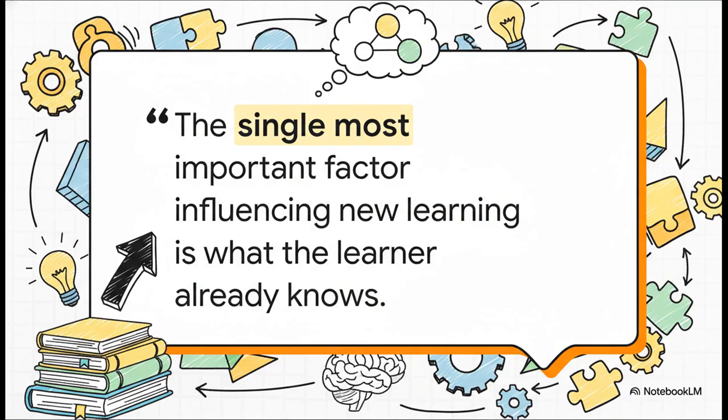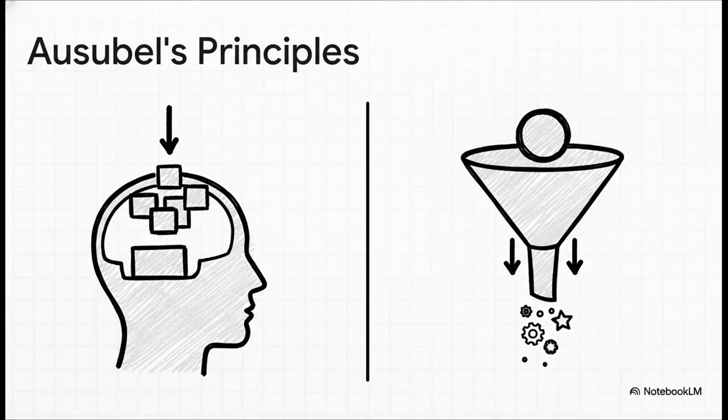You have to start where people are. We don't learn in a vacuum. We're always building on what's already there. So Ausubel's idea is basically this. You start with the big picture.